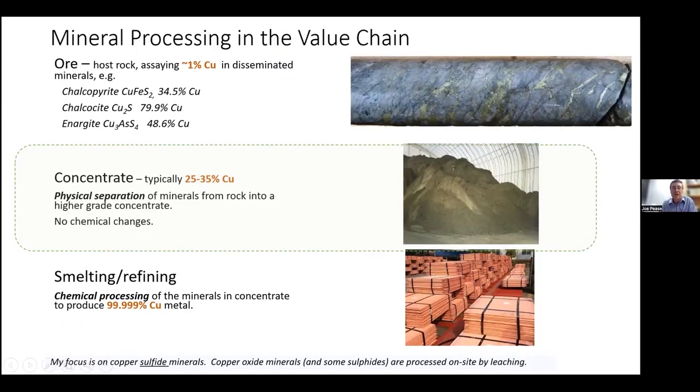Now, I've mentioned a few minerals there. Today I'm just going to focus on copper sulfide minerals. There are naturally occurring copper oxide minerals. They're usually processed by leaching, and sometimes some of the sulfides are as well. That's going to be covered by Juan Carlos later.